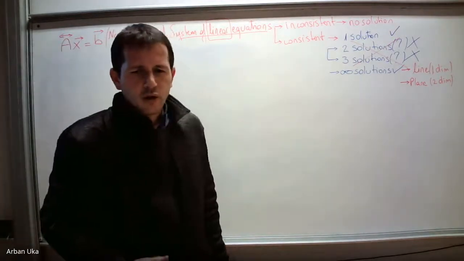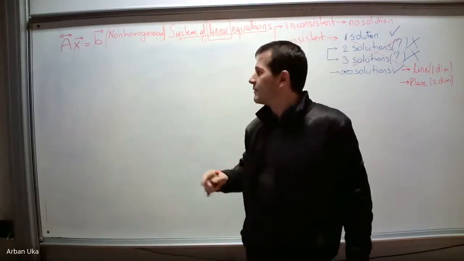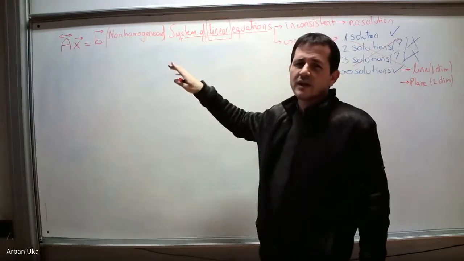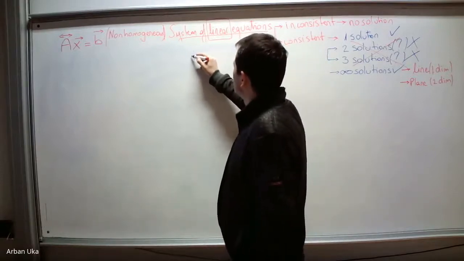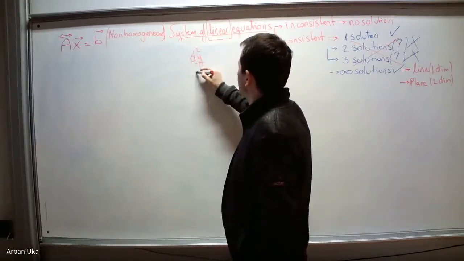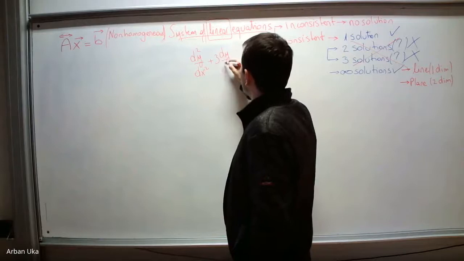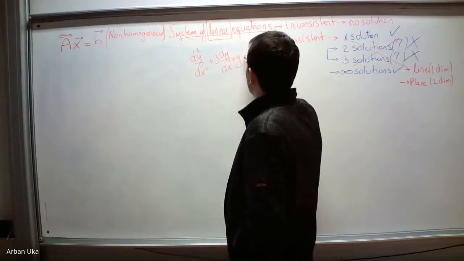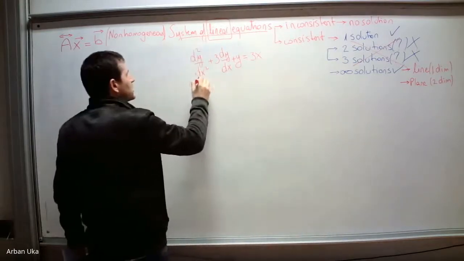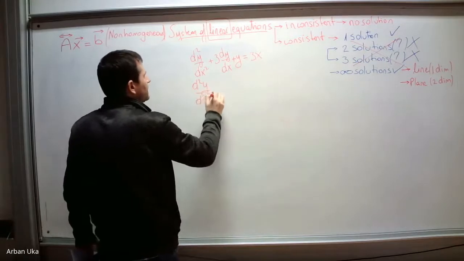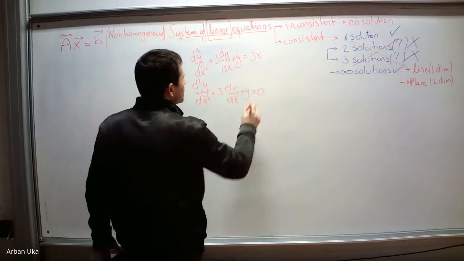Hopefully one day when you see differential equations you might remember something, and I can give an example where this term appears in a similar form. We can have a differential equation that looks like this: the second derivative of y with respect to x plus 3 times the first derivative of y with respect to x plus y is equal to 3x. Similarly, we can have the second derivative of y with respect to x plus 3 times the derivative of y with respect to x plus y, and this is equal to 0.